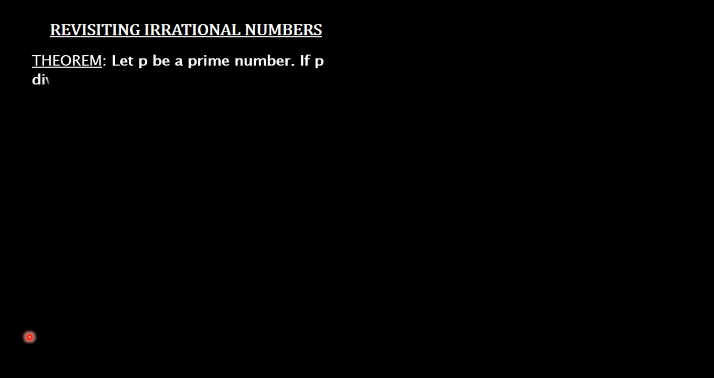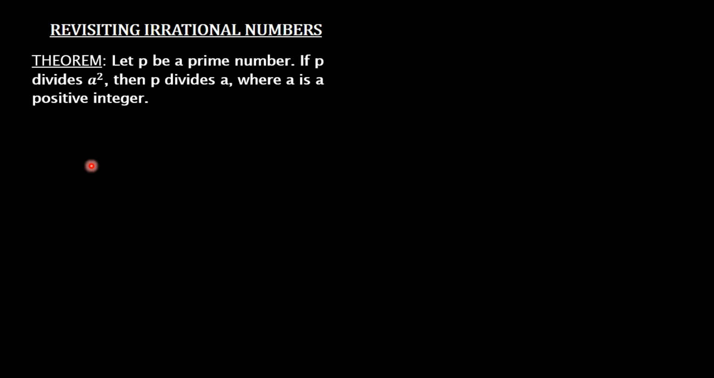Let P be a prime number. If P divides A square, then P divides A, where A is a positive integer. What does this theorem say? Let P be a prime number; you should note this fact. If P divides A square, then P divides A. That is, if P is dividing the square of an integer, then P will divide that integer too.